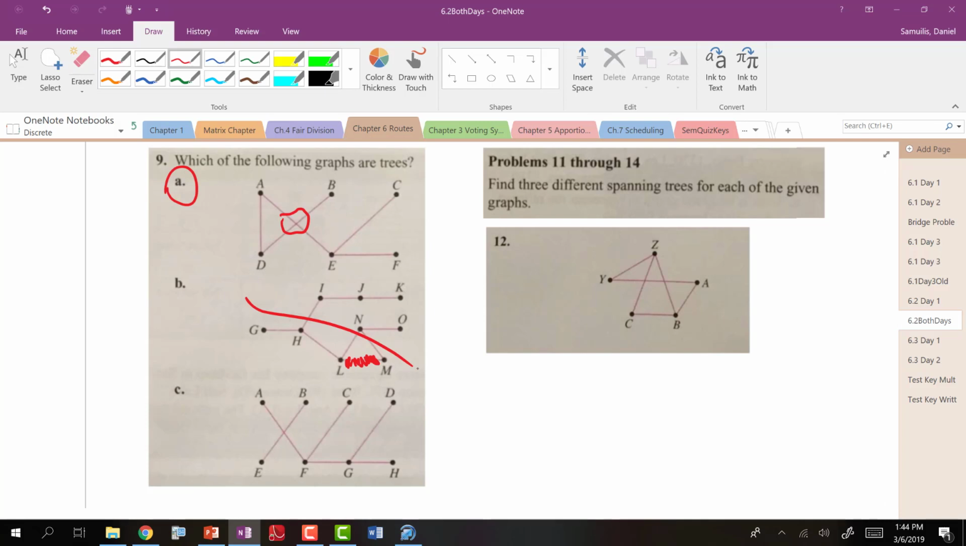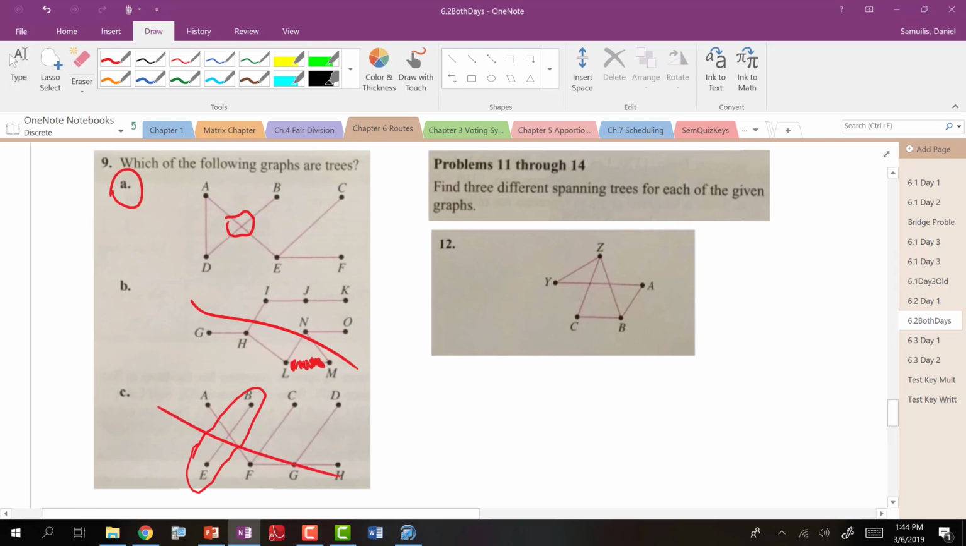The answer is no. What screws it up? BE is not connected. These are actually two separate graphs. Here comes a word: two components. Remember that word from last week? All right, two different things doing a different function. So that's a no, not a tree.